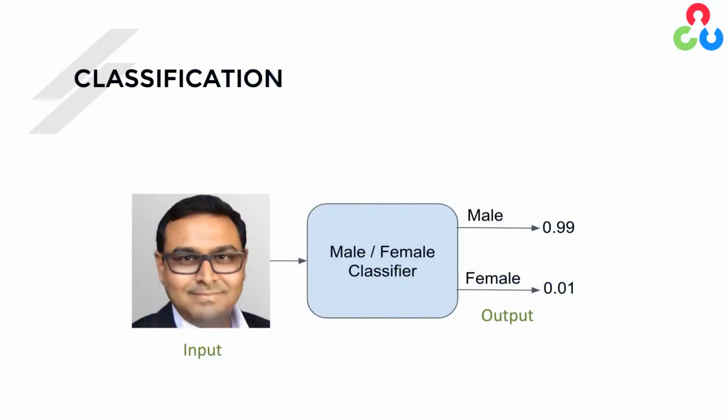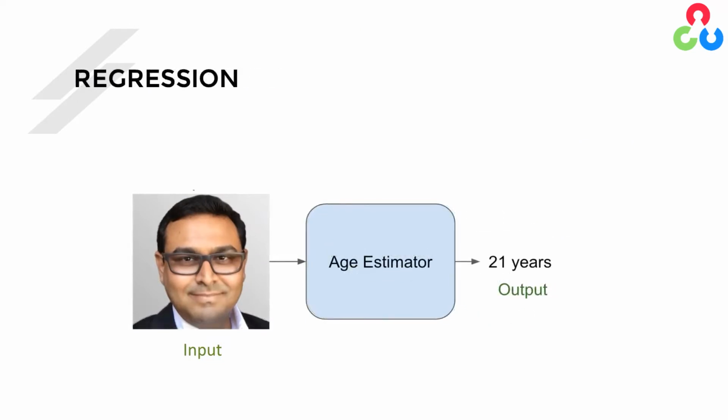A classification problem is one in which the output is a category or a class. A regression problem is one in which the output is a numerical value or a vector of numerical values.